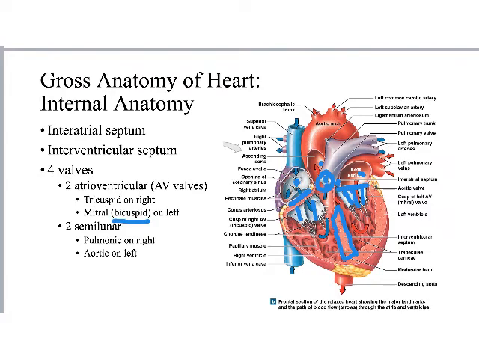And you can remember the names pretty easily because they're named after the location where the blood is traveling to. So the pulmonic, that means pulmonary, means lungs. The right side of the heart is pumping to the lungs, so it's going to go through the pulmonic valve. The left side of the heart is pumping to the aorta, so it's going to be the aortic valve.